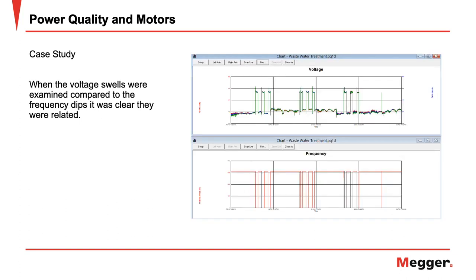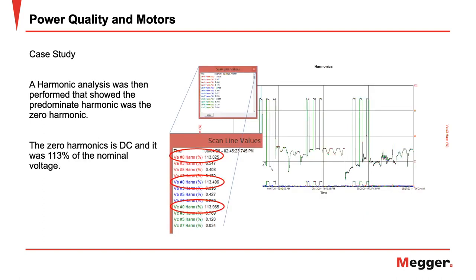When these voltage swells were compared to the frequency dips, it was clear that they were related. We then performed a harmonic analysis, and it showed that the predominant harmonic was the zero harmonic. The zero harmonic is DC, and it was 113% of the fundamental voltage.